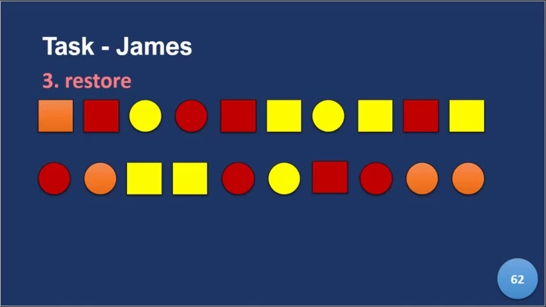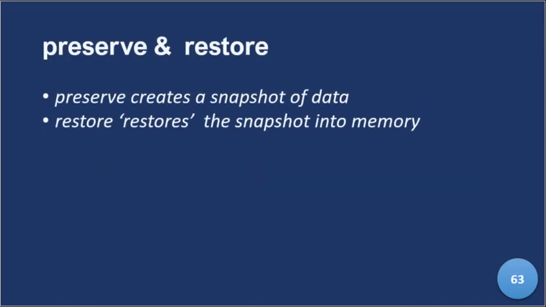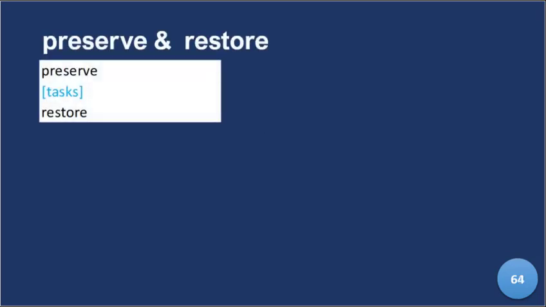Preserve says, I'm saving this in my brain. Restore says, bring what was in your brain back. So basically, that's how it works. Preserve creates a snapshot of the data in the memory, and restore restores that snapshot back. So preserve, restore. And this is the syntax basically. You see, it doesn't have any variable like the other commands. Very, very special set of commands.